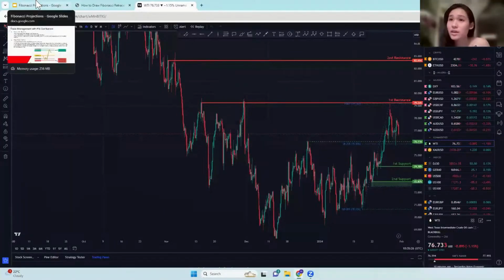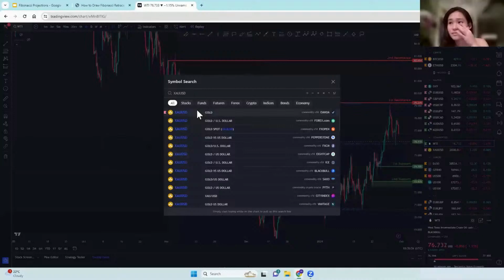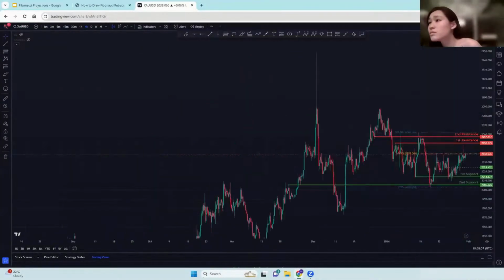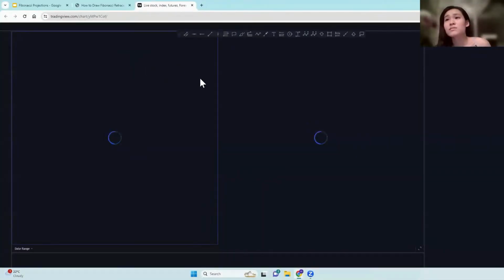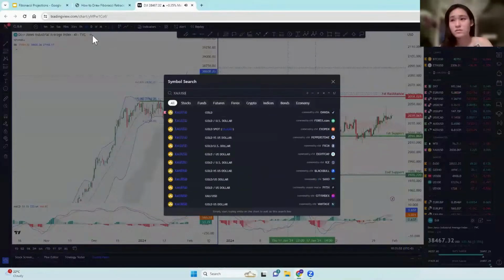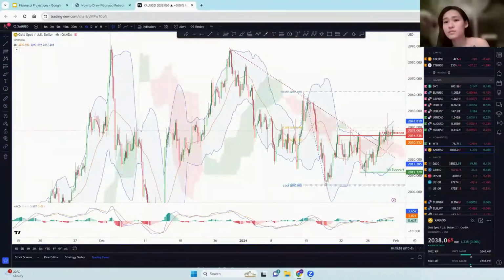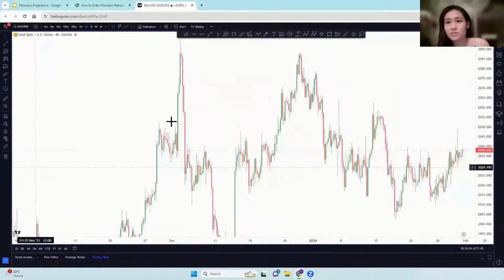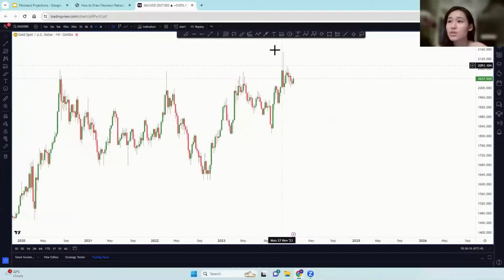Okay, let's go ahead and maybe we'll start off by looking at gold first. So let's start off by looking at the higher time frames first so that we get an idea of what the general trend is. So on the weekly time frame, we can see price moving upwards.